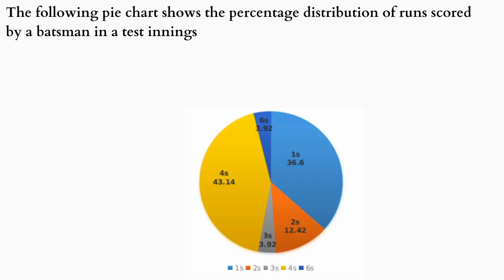Okay, so the next pie chart shows the percentage distribution of runs scored by a batsman in a test innings. So he scored a number of sixes. The percentage of sixes is 3.92, and this is not a degree distribution. This is a percentage distribution. Okay, so the number of ones that he scored, right? His score in ones is 36.6%, and fours is 43.14%. So in twos and threes, okay.